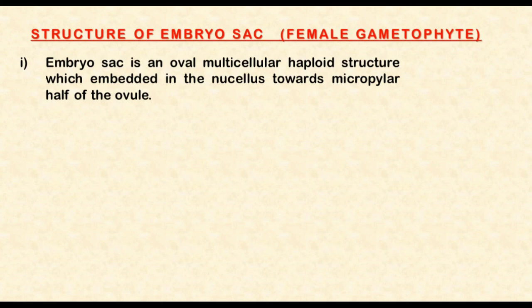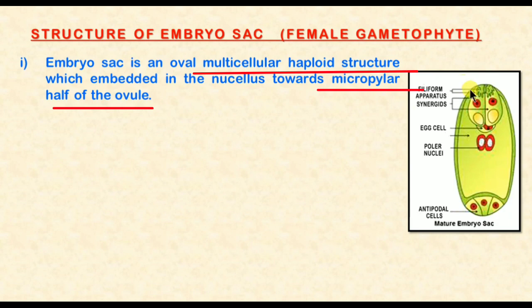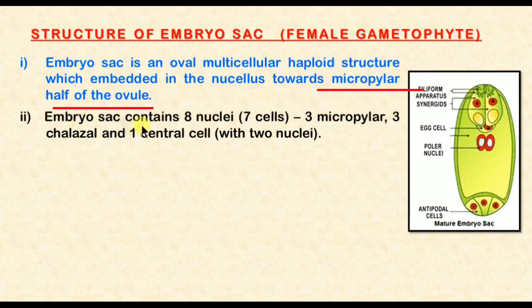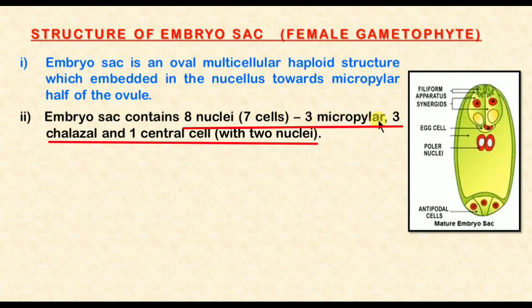Now the structure of the embryo sac or female gametophyte. The embryo sac is an oval, multicellular, haploid structure embedded in the nucellus towards the micropylar half of the ovule. The embryo sac contains 8 nuclei in 7 cells: 3 towards the micropylar end, 3 towards the chalazal end, and 1 cell with 2 nuclei in the center, which are known as polar nuclei.